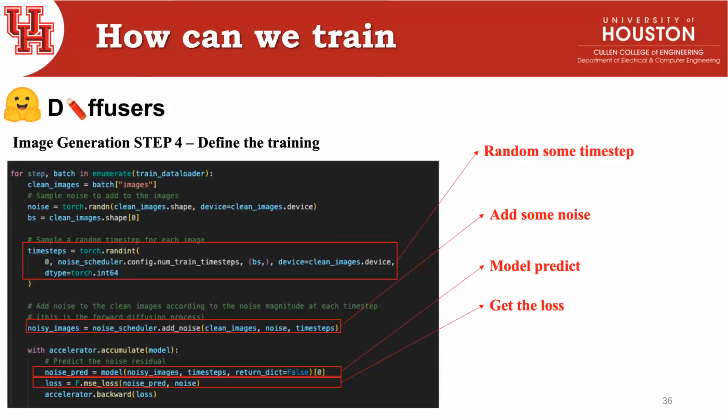And then you can define the training. So what is the training? First you do the common PyTorch training ways, and then you define a time step that you choose randomly, and then you add some noise to these pictures according to your randomly sampled time steps, and then you can do the model prediction, and you get the noise from the model prediction, and then it's a loop. So you continually train this process, and you can get these pictures.